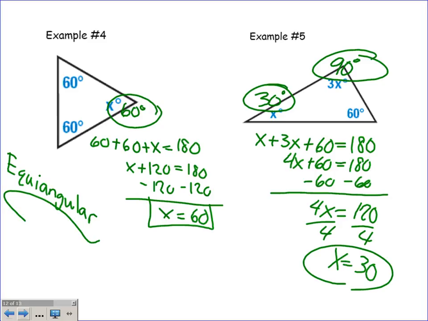Yes, ma'am. See how this says 3 times x? What's 3 times 30? You got it? Good question. Other questions on this? Yes, sir. You could just make a box here, that's right.